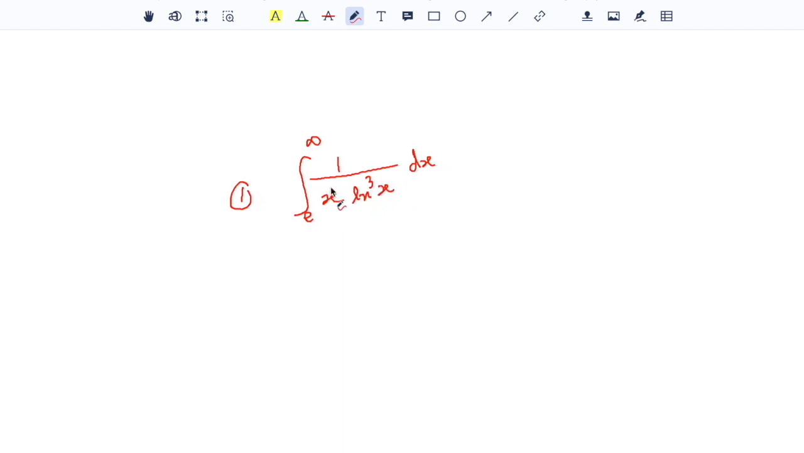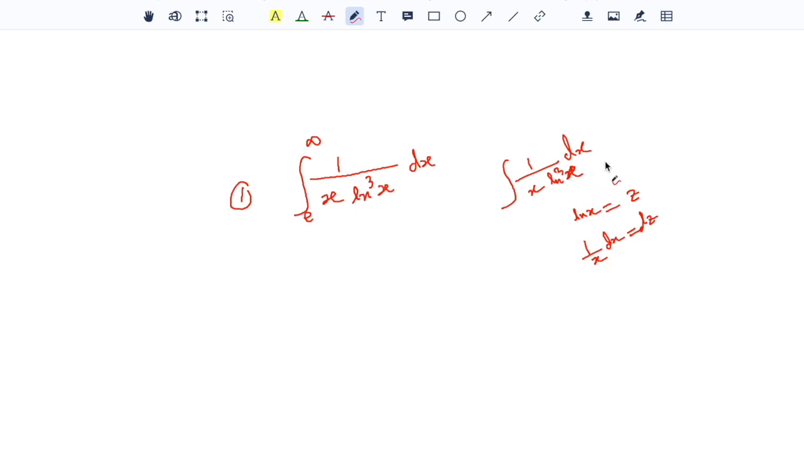To evaluate these types of integral, you first need to consider this one as an indefinite integral. Let's say this integral is 1 by x ln cube x dx. How can we solve these types of integral? By the method of substitution. Let ln x is equal to another variable z, then 1 by x dx will be dz.